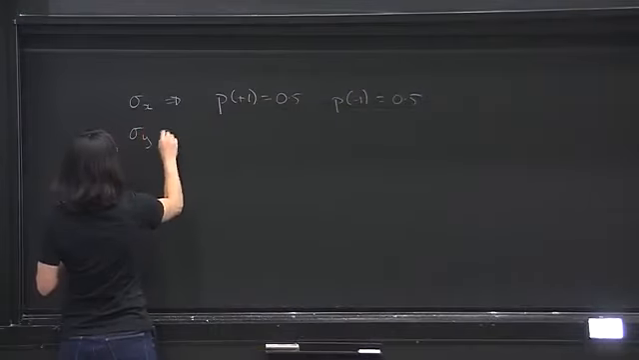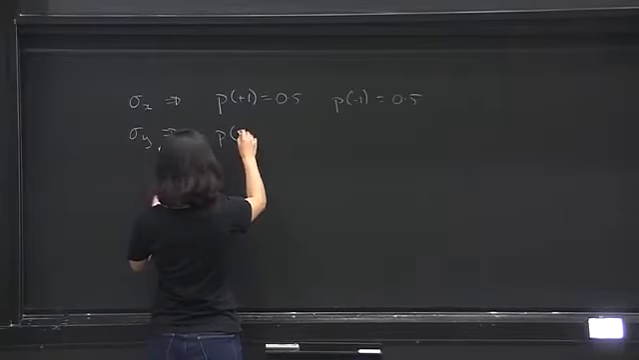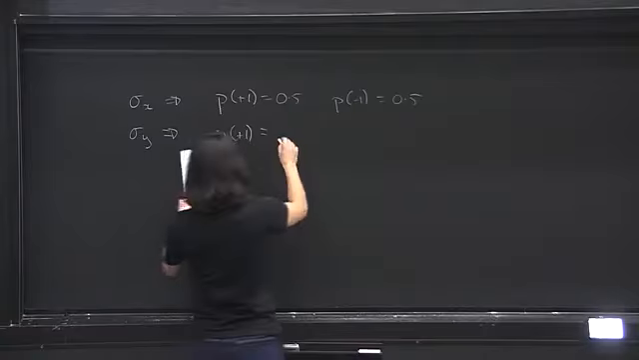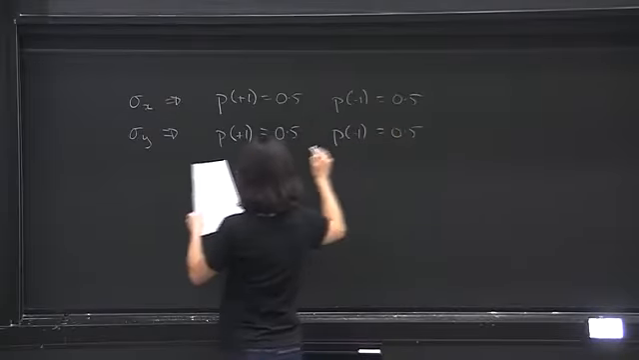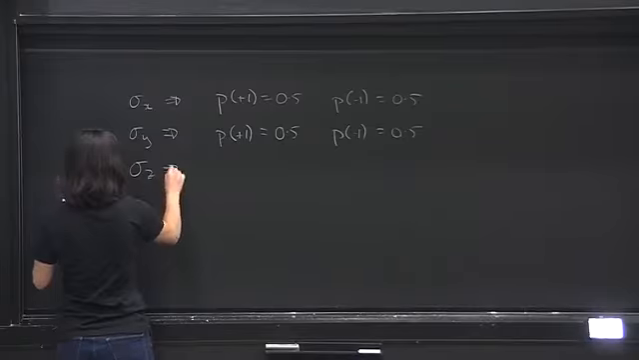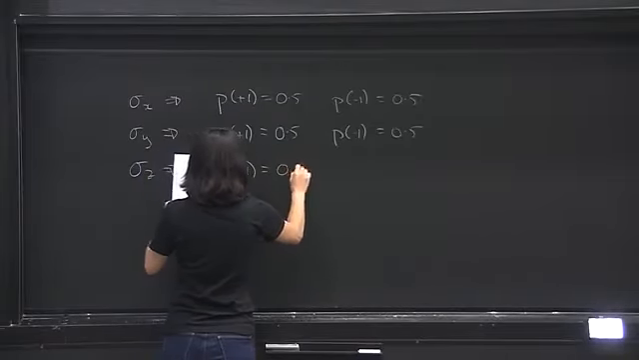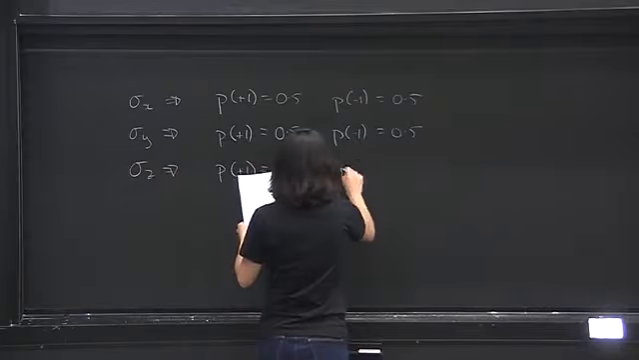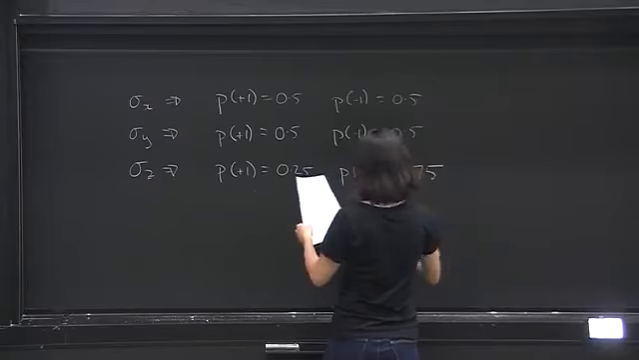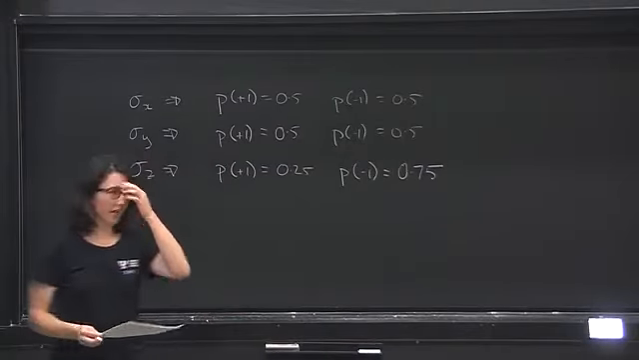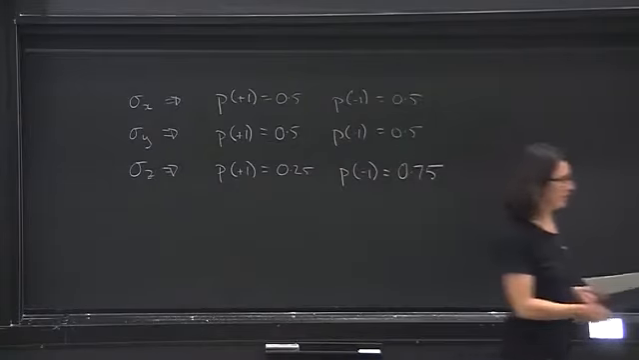Then you measure sigma y, and you get the +1 eigenstate half of the time, and the -1 eigenstate the other half of the time. And then you measure sigma z, and now you get the +1 eigenstate a quarter of the time, and the -1 eigenstate 3/4 of the time. Okay, so if you got these results, where would you draw this state on the Bloch sphere?